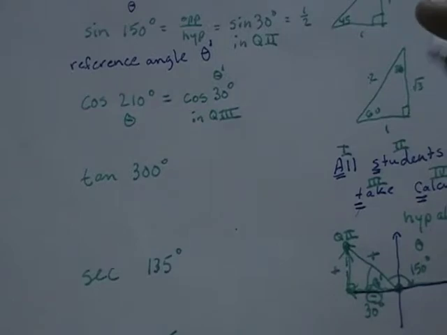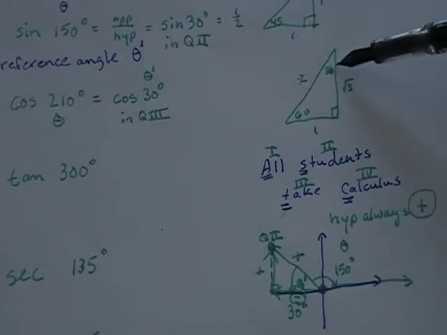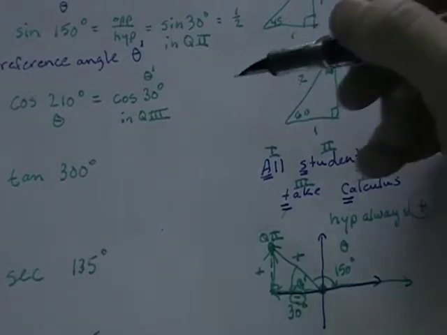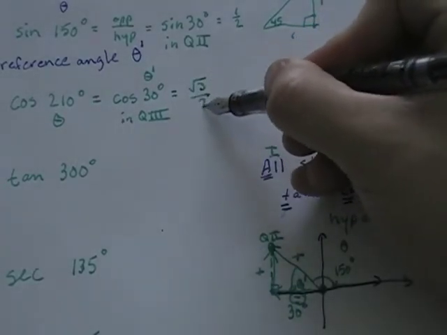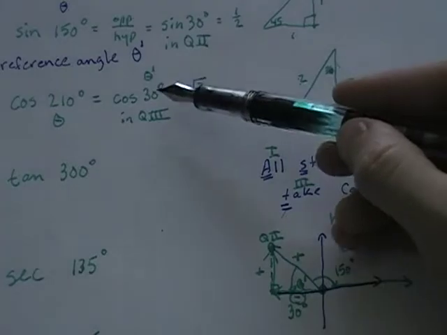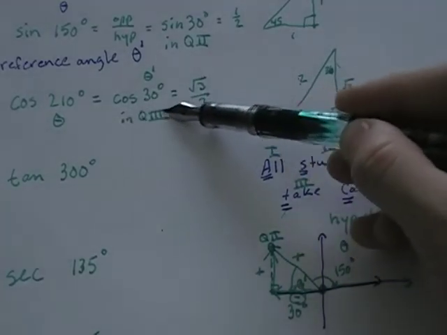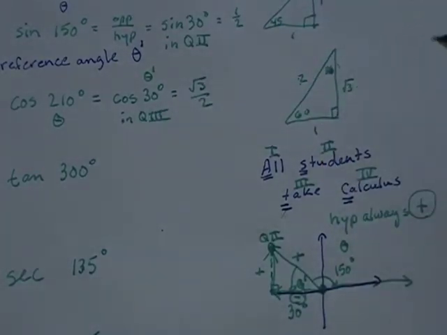Okay, so can I find cosine of 30? Sure, it's right here on this picture. Cosine of 30 is going to be adjacent over hypotenuse, root 3 over 2. Okay, root 3 over 2. Now, that's done. This is the cosine of 30. But I have to do this part. The only thing the quadrant changes is the angle, not the number.